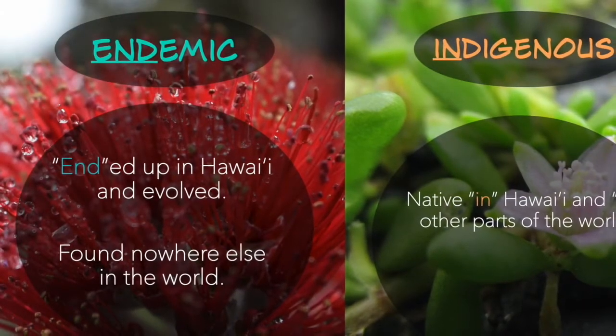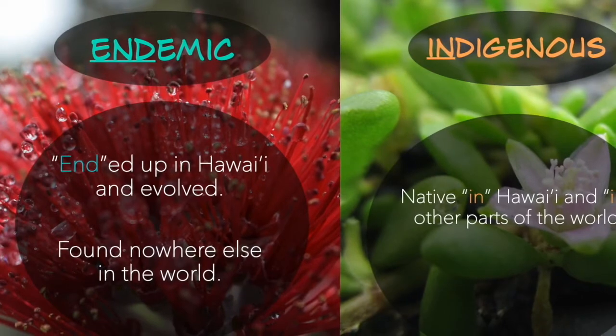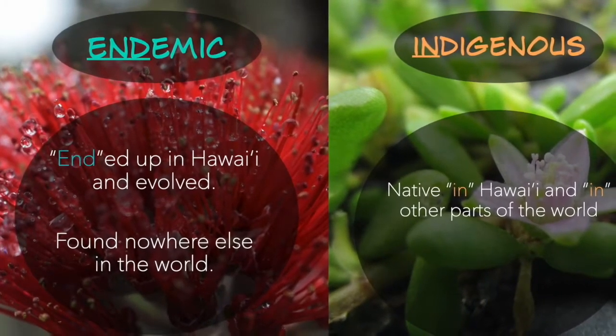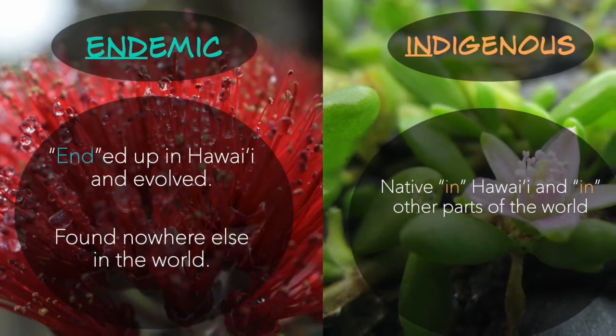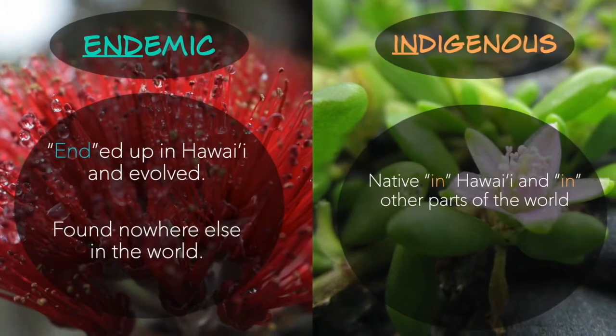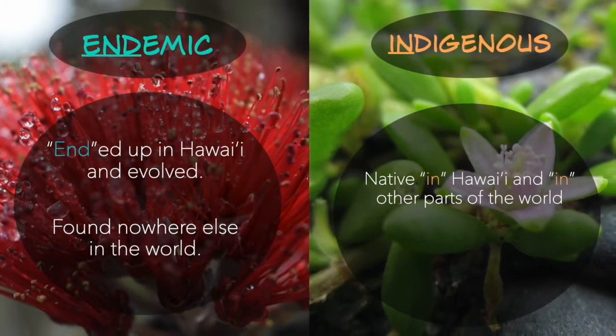Here's one way to remember the difference between the two types of native species. Endemic species ended up in Hawaii, adapted and evolved into new species, and are now found nowhere else on Earth. Indigenous species are native in Hawaii and are also native in other parts of the world.